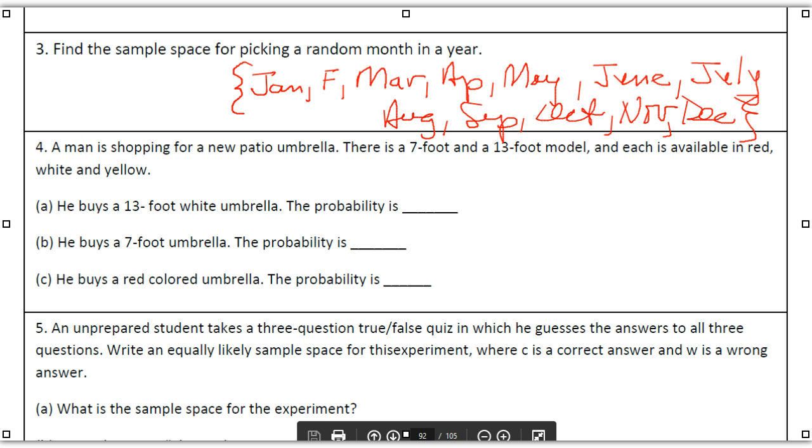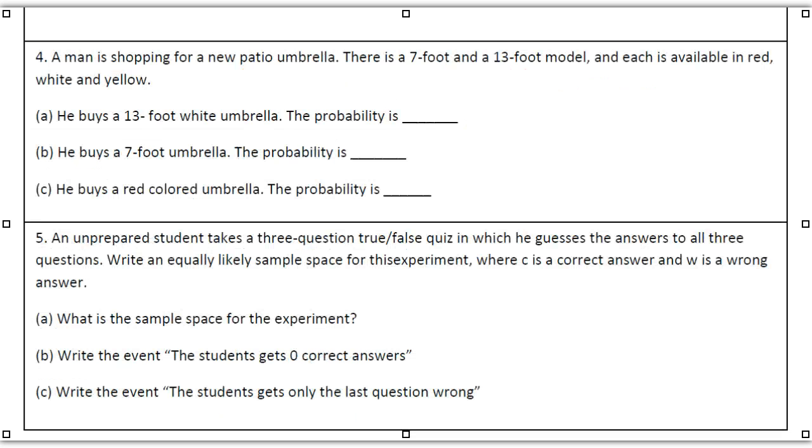Okay, number 4. All right, you want to read what they're saying. The guy's going to have an umbrella here for the patio. There's a 7-foot version, a 13-foot version, and they're available in red, white, and yellow. So, what is the probability that he's going to buy a 13-foot white umbrella?